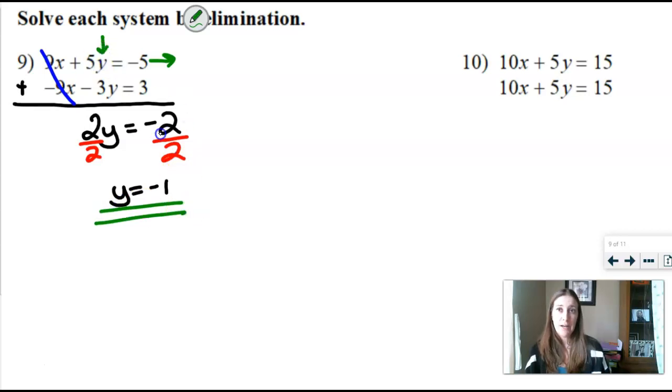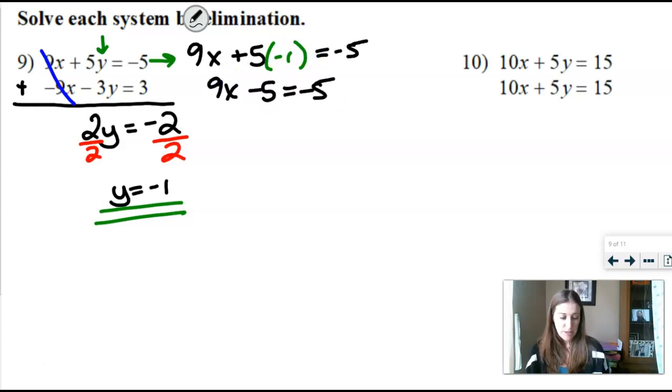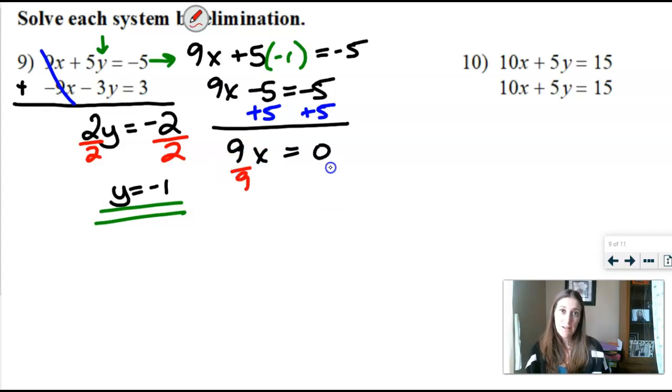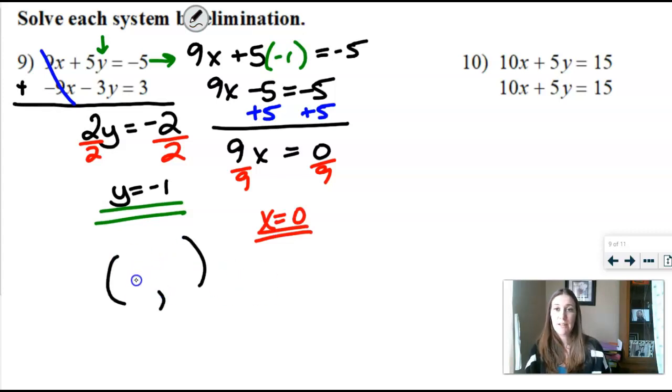So we're going to plug that in right here for the y. So this becomes 9x plus 5 times negative 1 equals negative 5. And then we got to solve this. So simplifying a little bit, this is now a minus 5. Oh man, don't panic, guys. We're going to add 5 to both sides. And we're going to get 0. But that's okay. 0 is a number. 9x equals 0, and if you divide both sides by 9, you still get 0. So now, don't forget, I want your answers written in ordered pair notation, and your ordered pair has to go x comma y, so 0 comma negative 1.